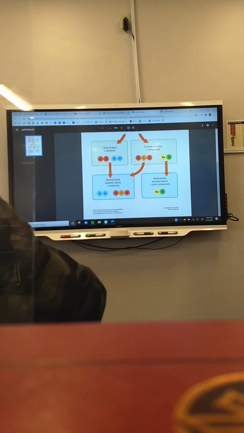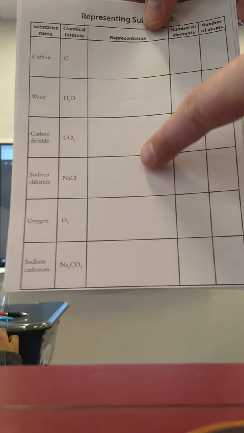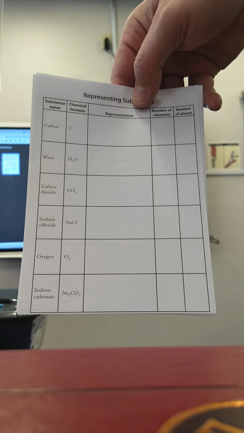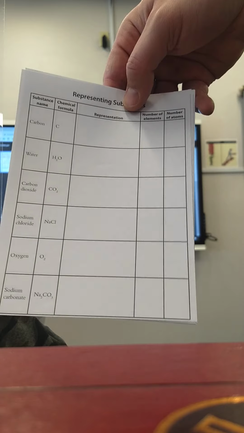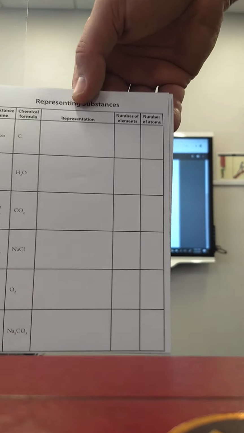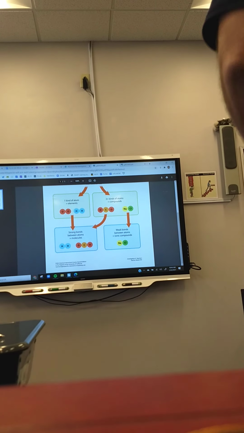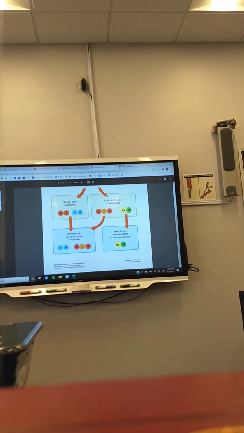What we are going to do though is take the half sheet of paper and put those stickers on in that middle column in a way that represents what the molecule would look like if it's got those different atoms bonded together. And then we'll also look in the fourth and fifth columns to recognize how many total elements are in the compound and how many atoms specifically are in the compound. Okay, so that's what we're going to do right now.